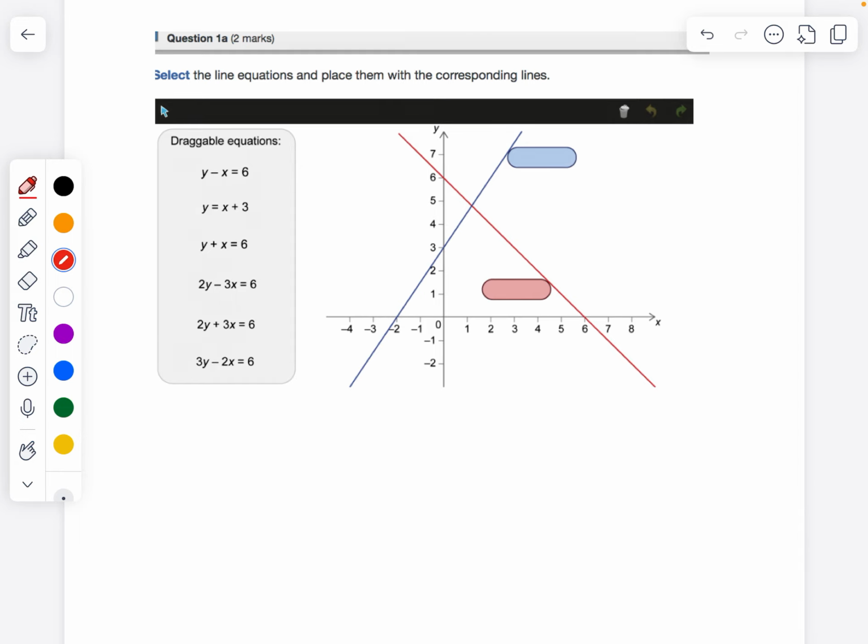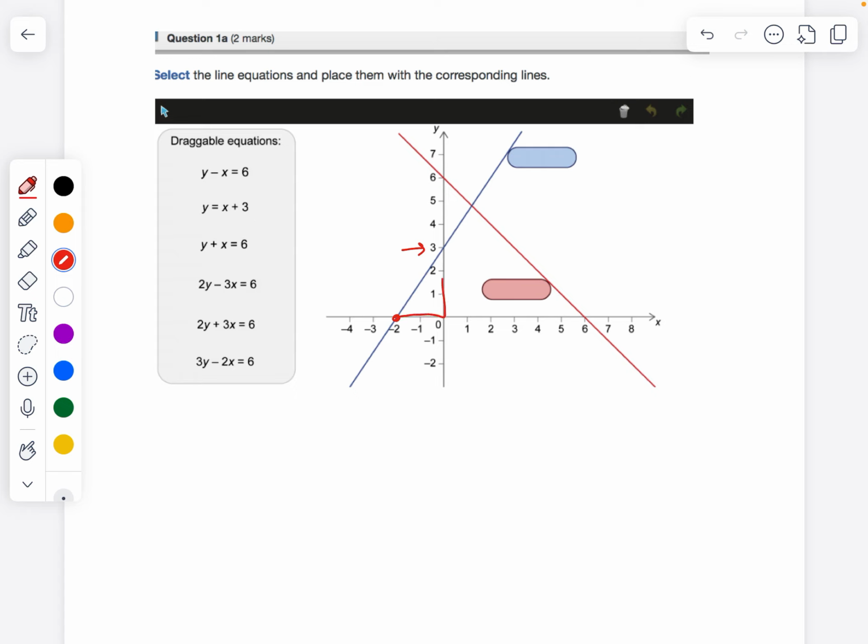Okay, right, we're going to move on to the next question. This is a draggable question. It's worth 2 marks, and it wants us to put the correct equation in. So let's start with the blue one. The first thing we notice is that the y-intercept is 3. Okay, so we definitely know that the y-intercept in this question is 3.